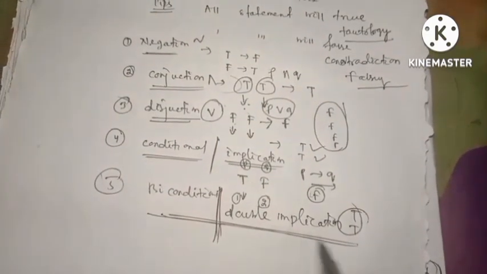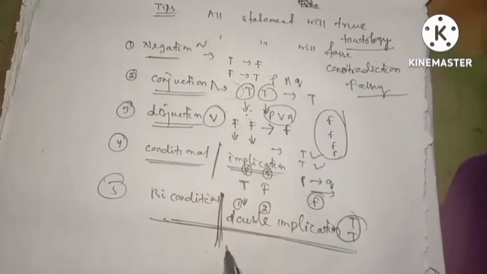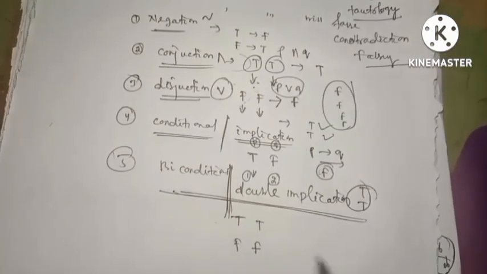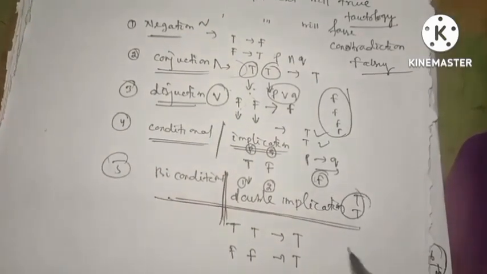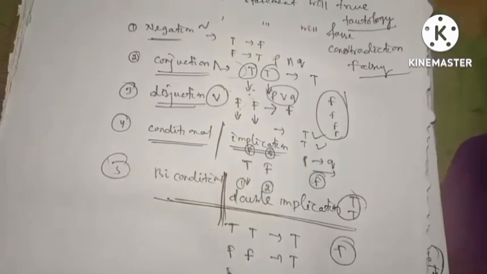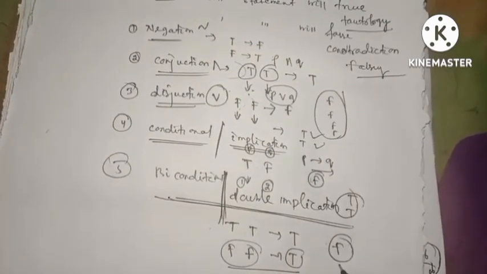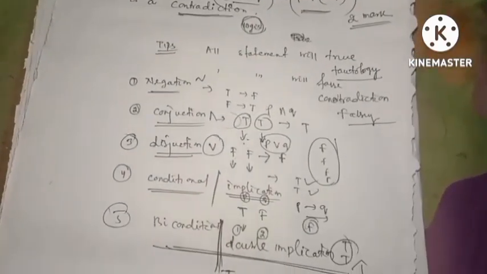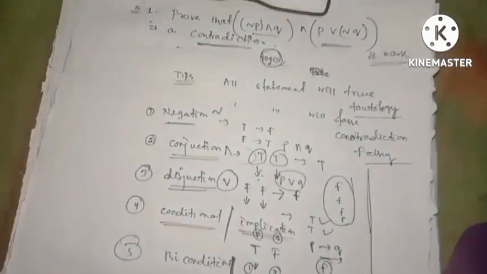Then what is biconditional, or double implication? If two statements are both true or both false, then it is true, otherwise it is false. Remember this statement: both true and both false give true, and otherwise it is false. So with this concept I will solve these questions.